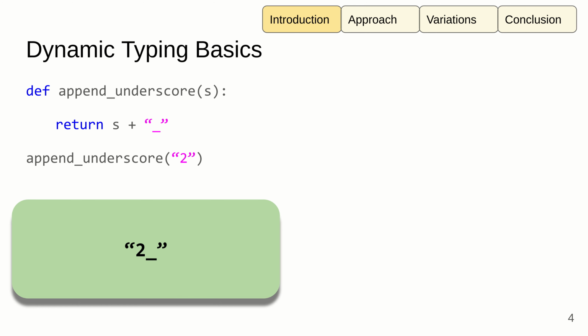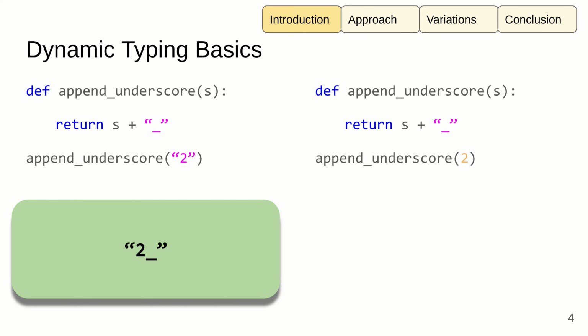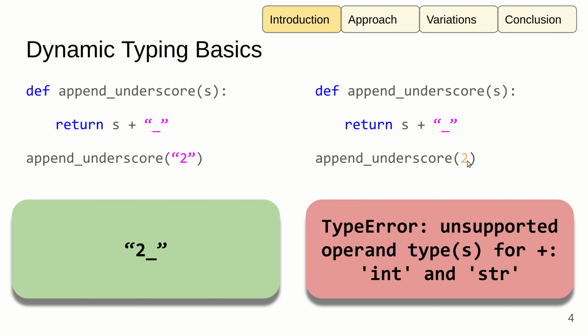Most of these gradually typed languages are implemented by adding a static type checker onto an existing dynamic language. When we're just looking at these dynamically typed programs, we can see that the normal behavior of a program might be to concatenate an underscore to some kind of string argument, and that when we decide to change part of the program so that our argument went from being a string to an integer, at runtime we get some kind of type error.